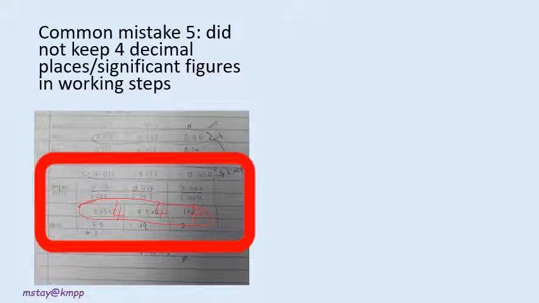But then maybe we'll notice that it is not that logical with the chemical formula that you obtain. If this happens, please next time try to work back the calculation steps and try to keep 4 decimal places or 4 significant figures.